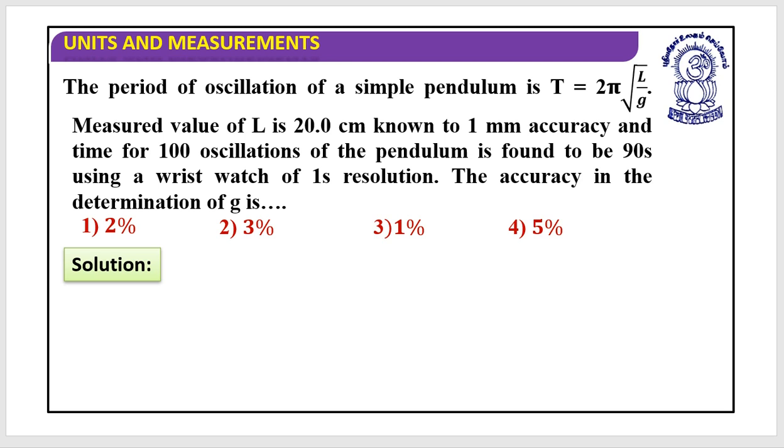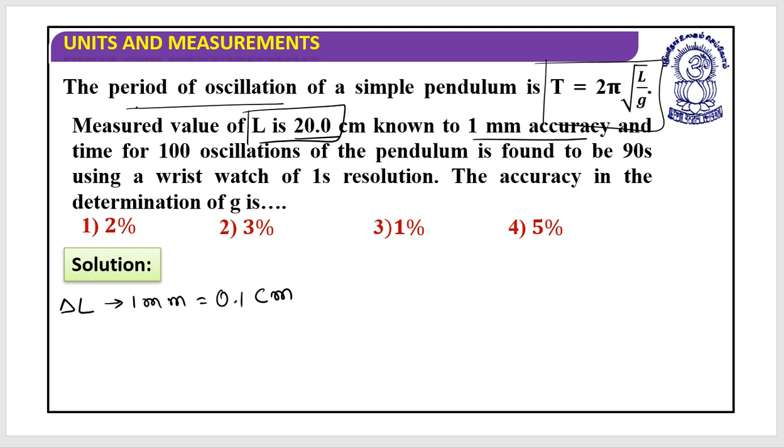Can you solve this? Okay, let's look at this. What they have given is the period of oscillation of a simple pendulum can be calculated by this. The measured value of L is 20.0 and is known to 1 mm accuracy. So what they have given is delta L. The probable error in the measurement of the length is 1 mm. If I convert this to centimeter, it is 0.1 centimeter. And the measured value of L, which is the true value, is 20 centimeter.